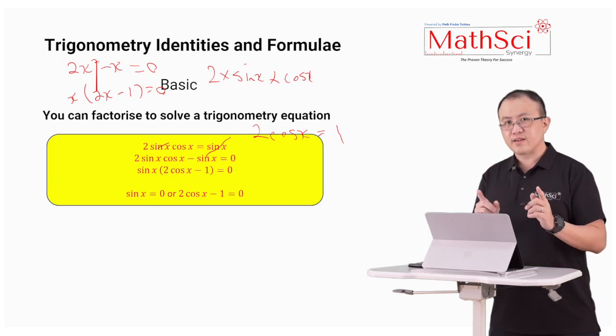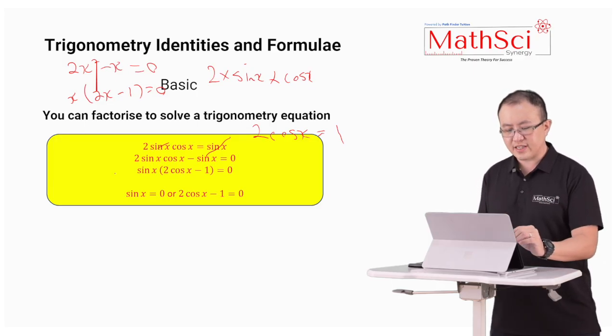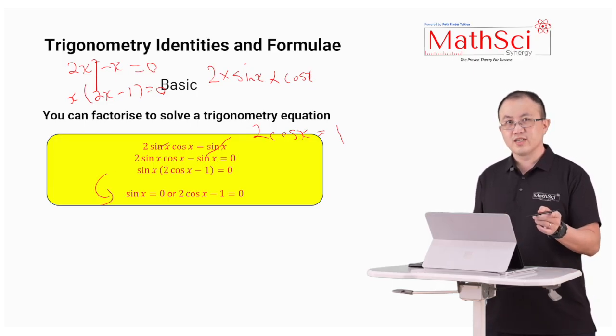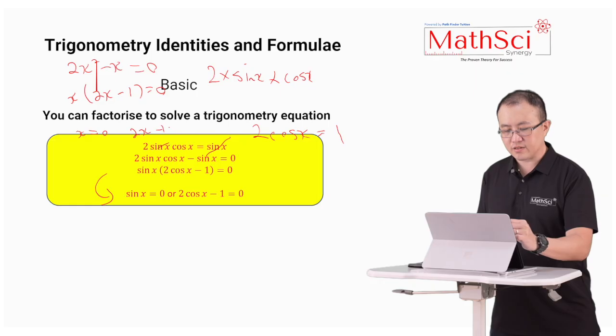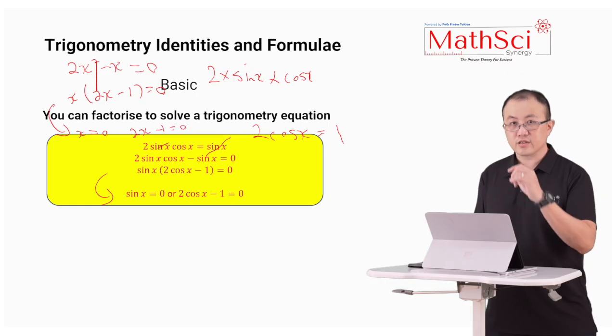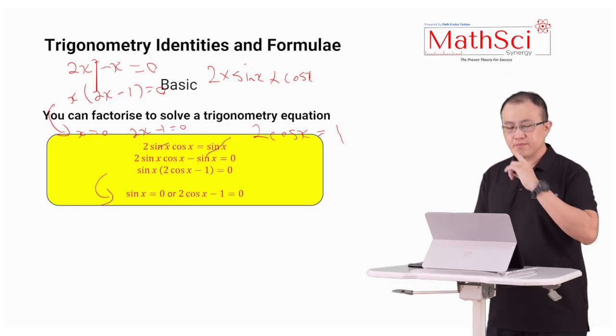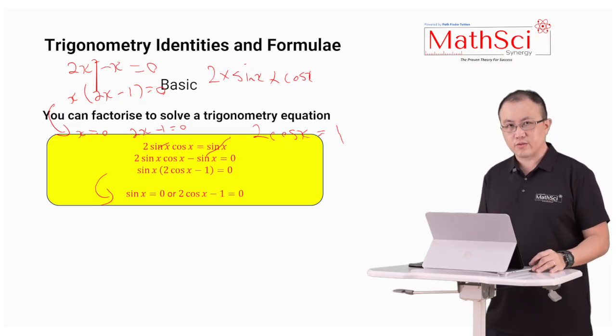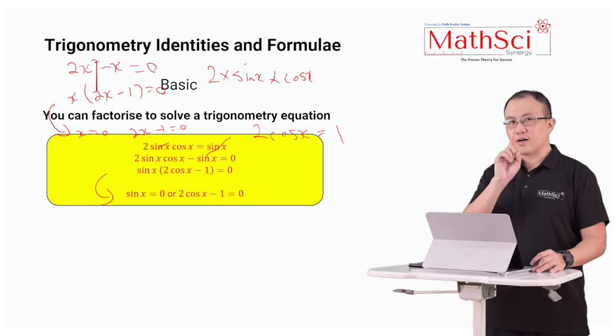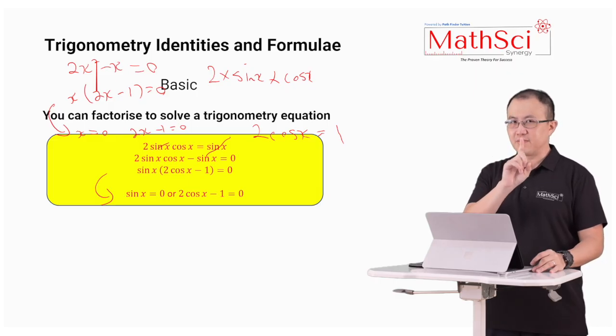After doing that, you can look at the next step. You find that this is exactly what I would do in normal algebra as well, which means x is equal to 0, or 2x minus 1 equal to 0. I can actually continue from there to solve the equation, and this is exactly what I'm going to do for trigonometry as well. So this is the common thing to remember, number one.